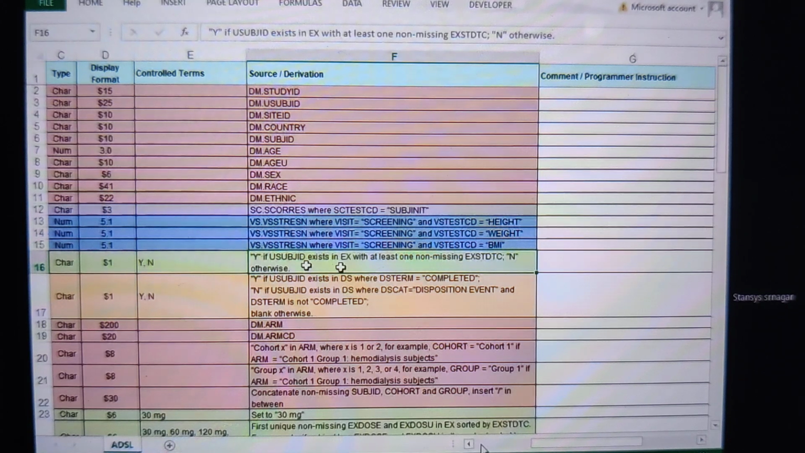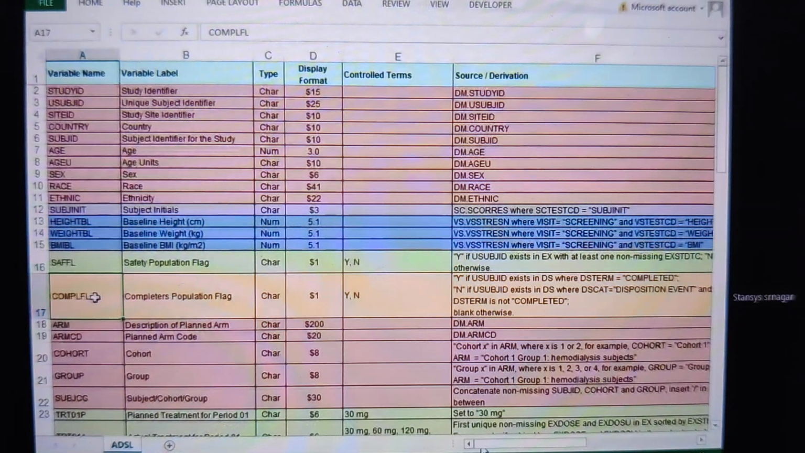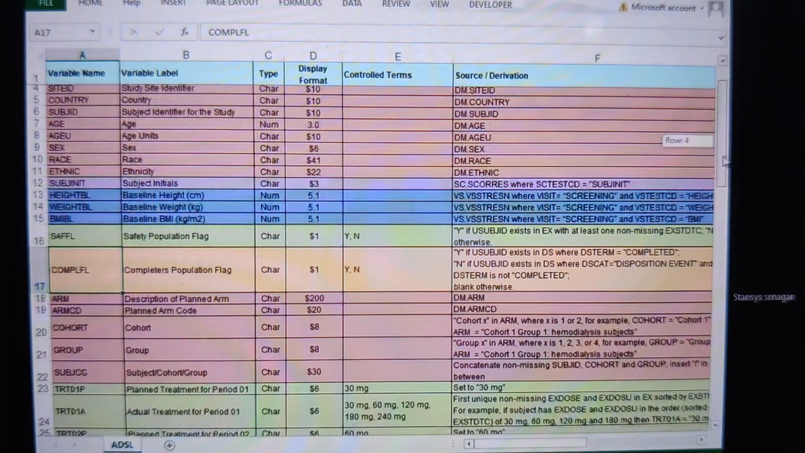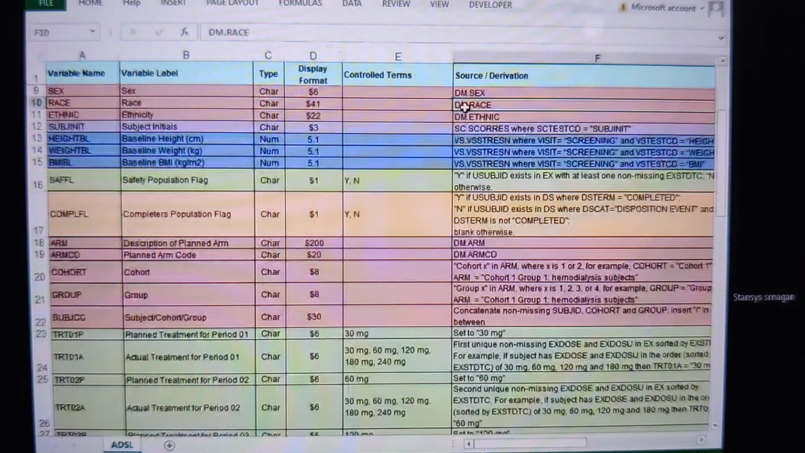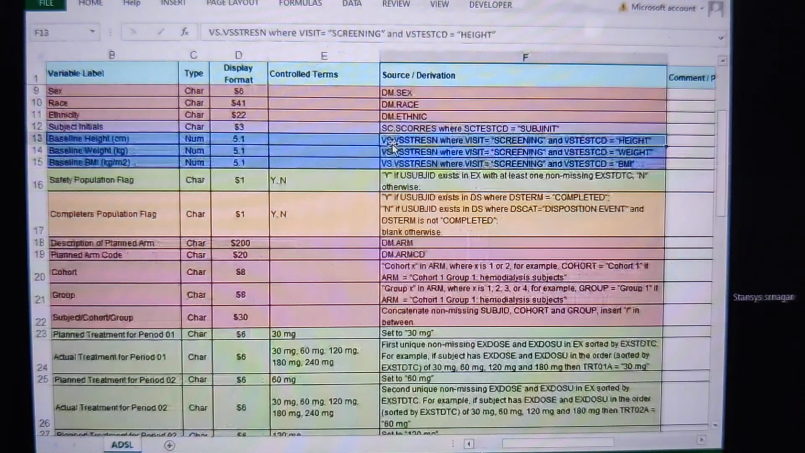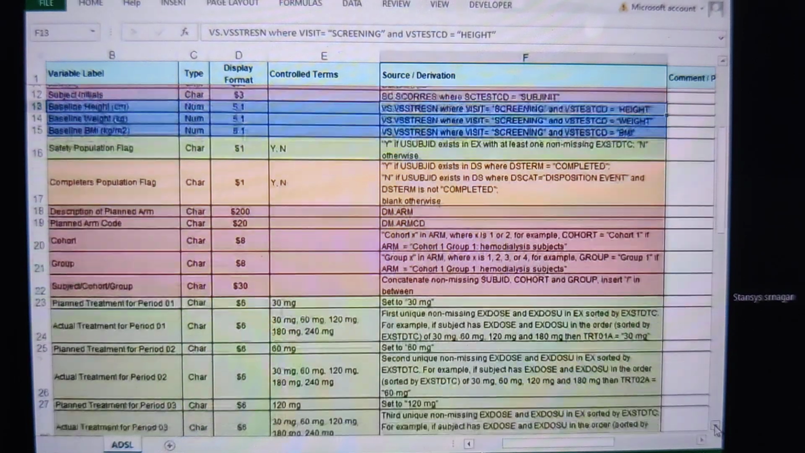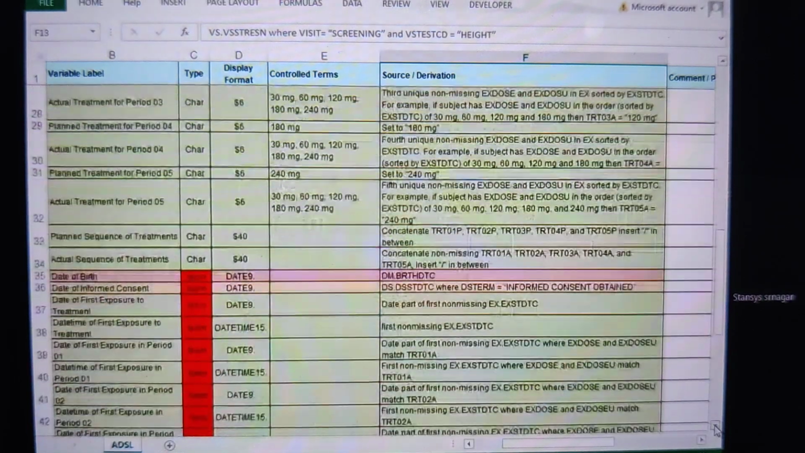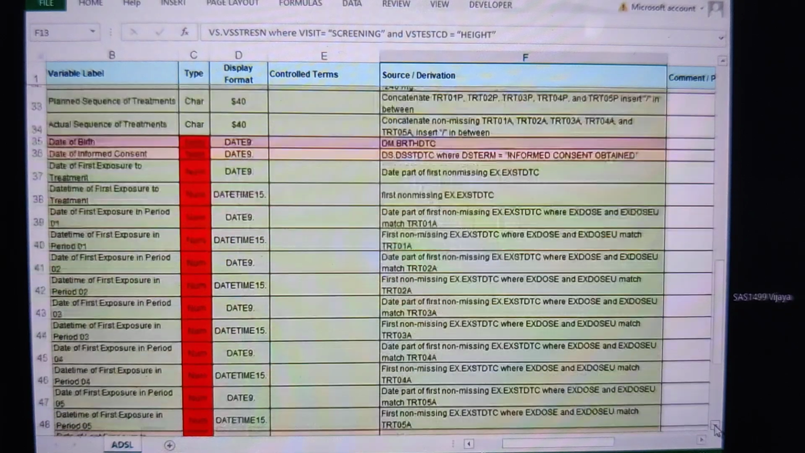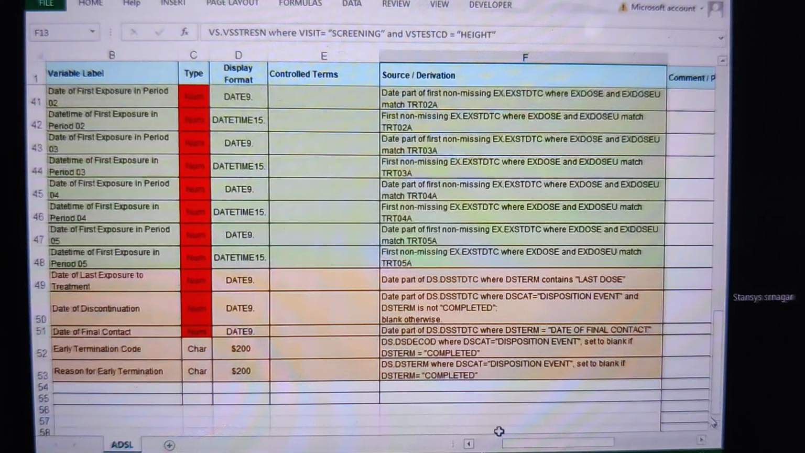We can write anything. And then they want to have a completeness flag. Okay? Now, this is the derivation they have given for the completeness flag. Can you tell me, by seeing the source of derivation, what are the source data sets that you require to create this ADSL? You require DM, vital signs, EX, subject characteristics, DS, and exposure and disposition data sets. Fine. So that means you require a total of 5 source data sets.